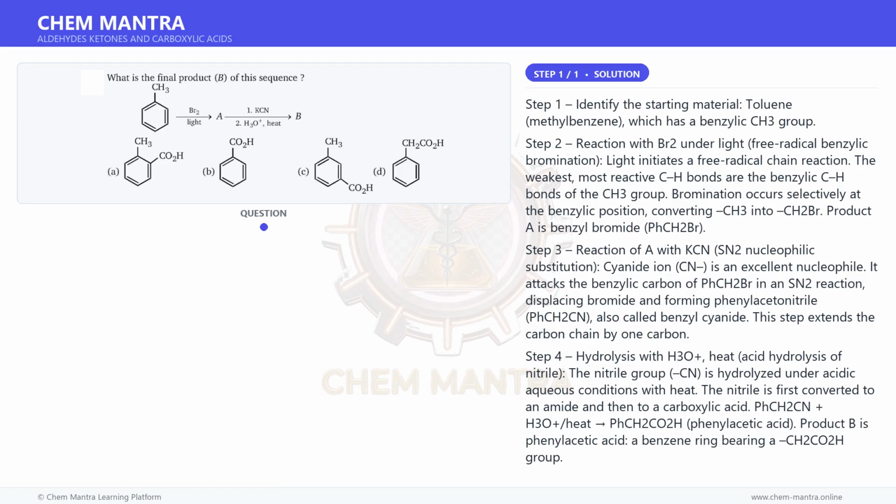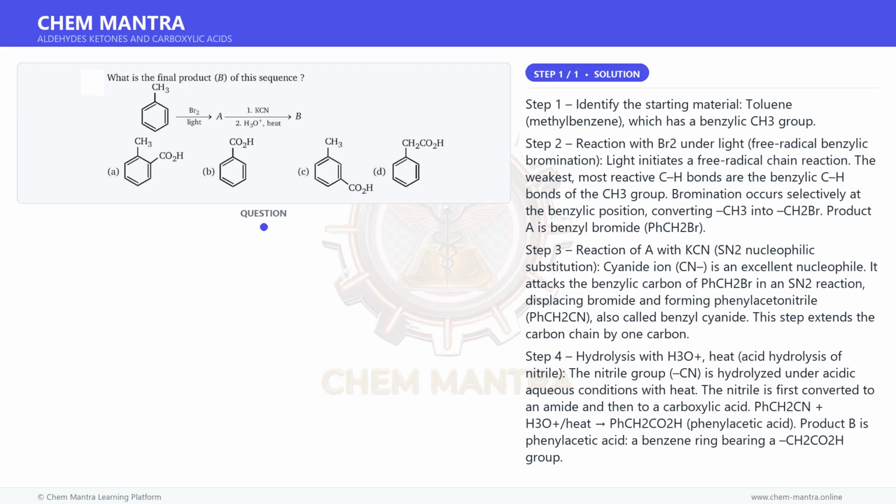Step 5. Match the options. A. 2-methylbenzoic acid requires ring functionalization, not benzylic chain extension. Incorrect. B. Benzoic acid, PhCO2H, would require oxidation of the entire methyl directly to CO2H without chain extension. Incorrect. C. 4-methylbenzoic acid, ring carboxylation, not this pathway. Incorrect.